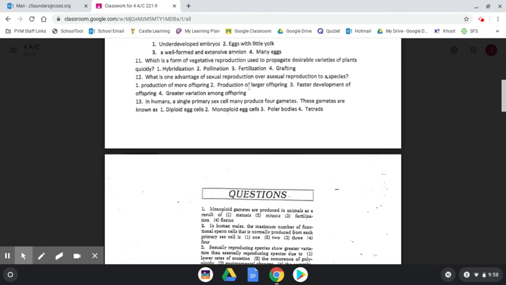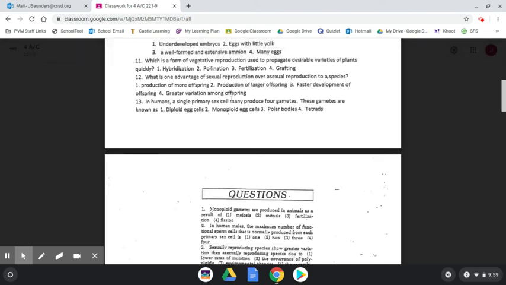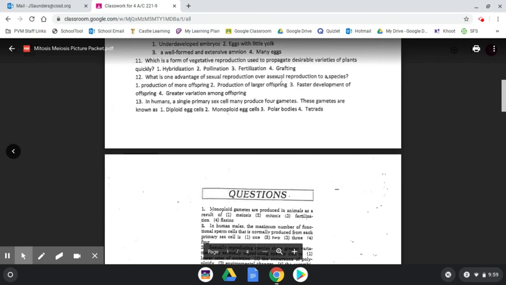Twelve. What is one advantage of sexual reproduction over asexual reproduction? Now, this is a really good question. This will come up on the Regents for sure. Sexual reproduction, you get a variety of genes, okay? So a greater variation among offspring, because you have two sets of gene pools, a mom and a dad. Asexual, it's a clone. It's exactly the same.